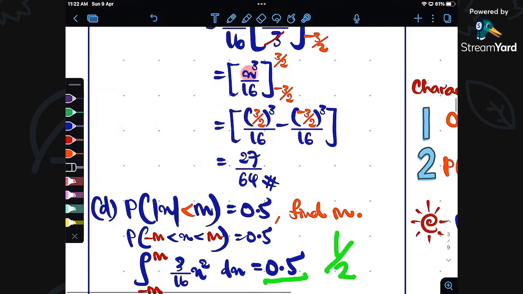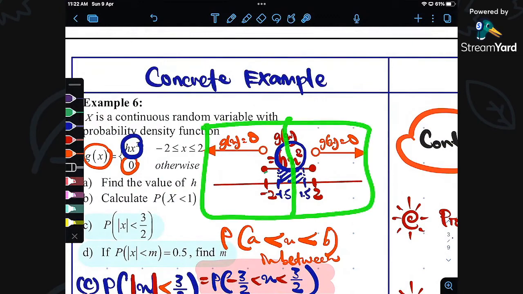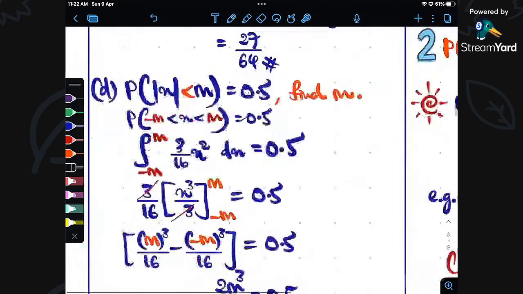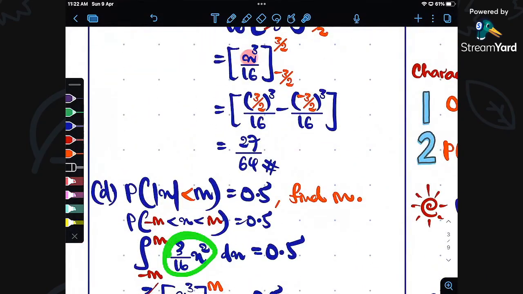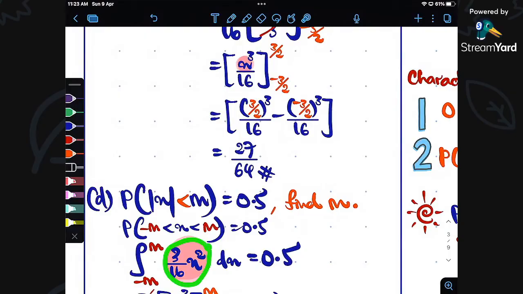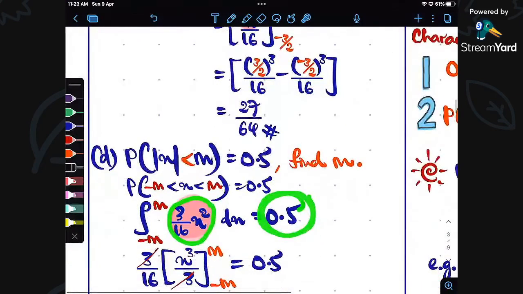0.5 is a half. Half means the middle. Middle means half of this total probability. Okay, where we know half is where the middle function is being used. That's why we still use the function 3 over 16 x squared. The function must always be correct. The function is correct when you choose 3 over 16 x squared. Why is it correct? Because it's in the middle data. In the middle data is where this function is being used, or I should say 3 over 16 x squared. That's why I choose that.